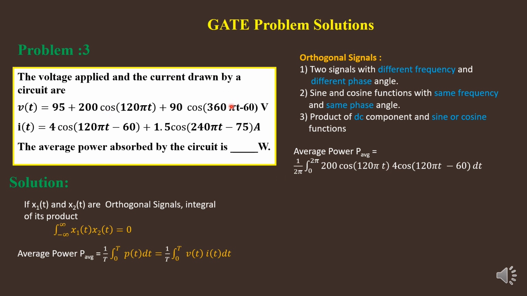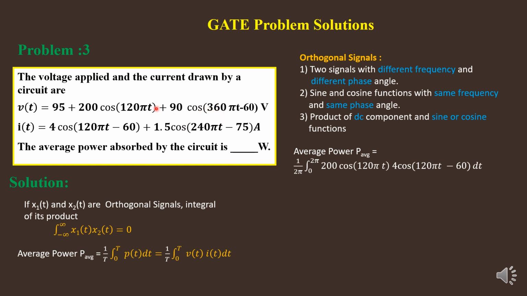So let me check for the other components. 200 cos 120 pi t into 1.5 cos(240 pi t minus 75). So let me take the product of this term, 200, and this one. This frequency and this frequency are different, and different frequency, different phase angle. So that condition is the orthogonal signal condition, the first condition: different frequency and different phase angle. So the integration of that product will also come to 0 only. So we can discard that also.